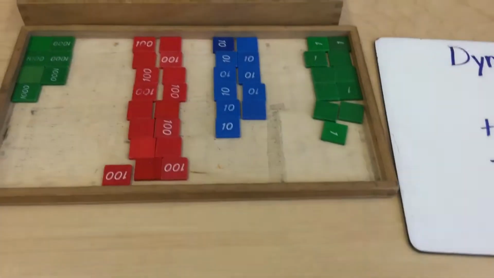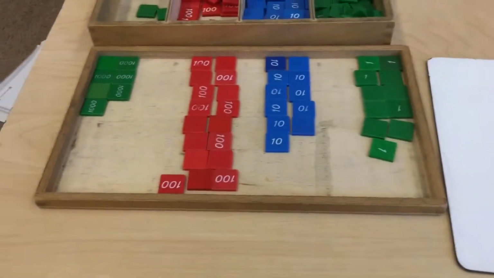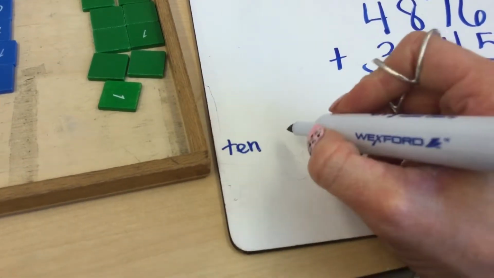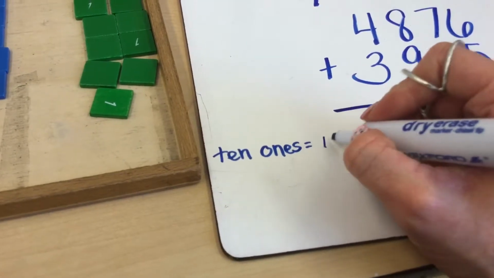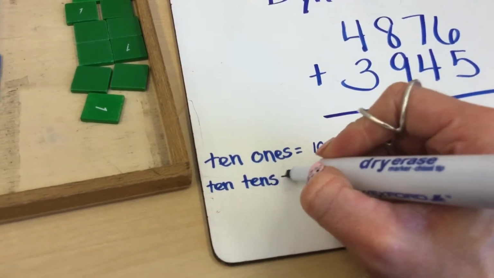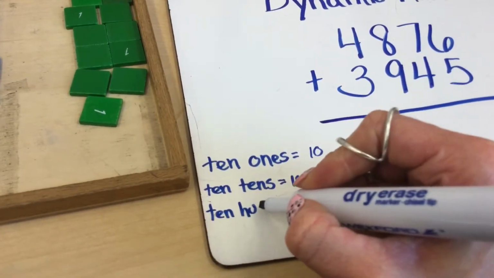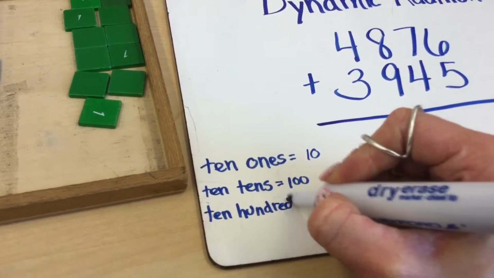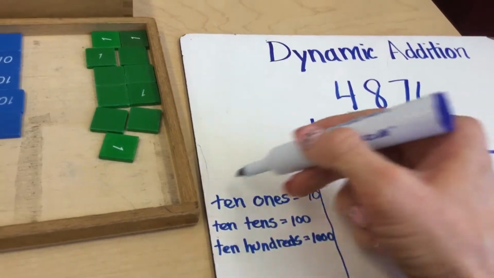Now, what we do here is with dynamic, anything dynamic, you are looking for sets of 10. So, in this case, I know that 10 ones equals 10, 10 tens equals a 100, and that 10 hundreds equals 1,000. So I'm keeping that in mind as I start my counting.